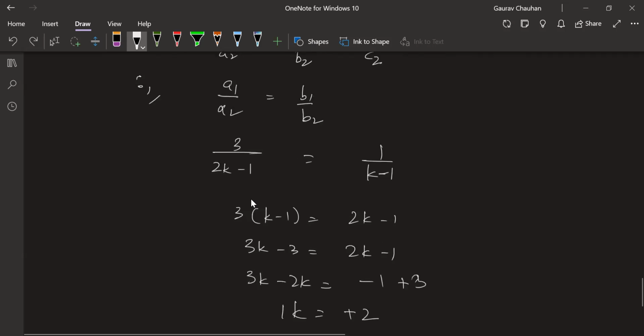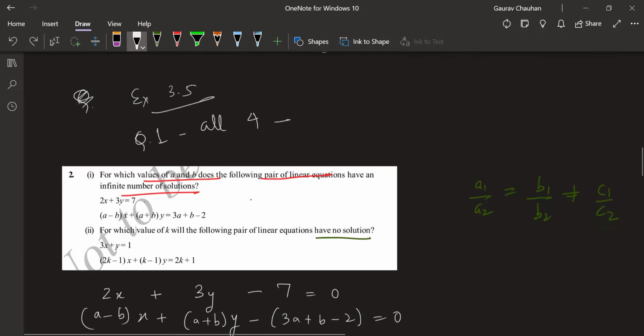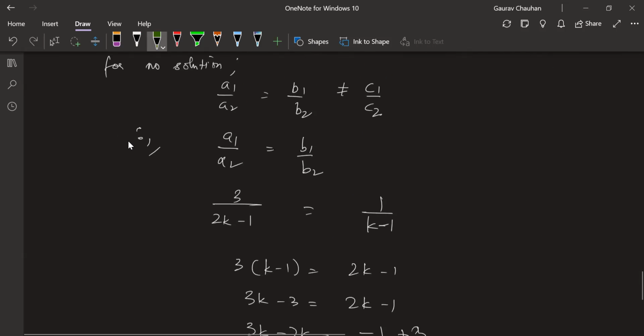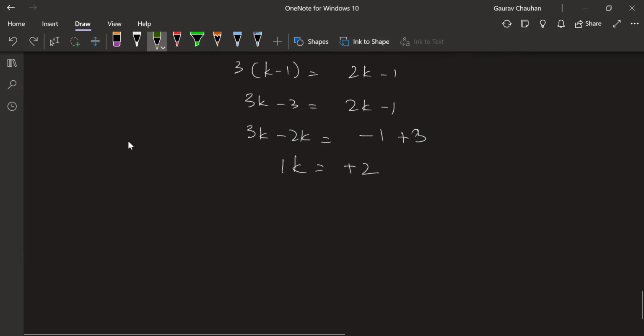Now, Dikshit, check. Is my question answered? For which value of K will the following pair of linear equations have no solution? Did I get the value of K? Did I use no solution system? Yes, I used no solution thing and I got the value of K. Okay, K is equal to 2. Therefore, K is equal to 2 is the answer.